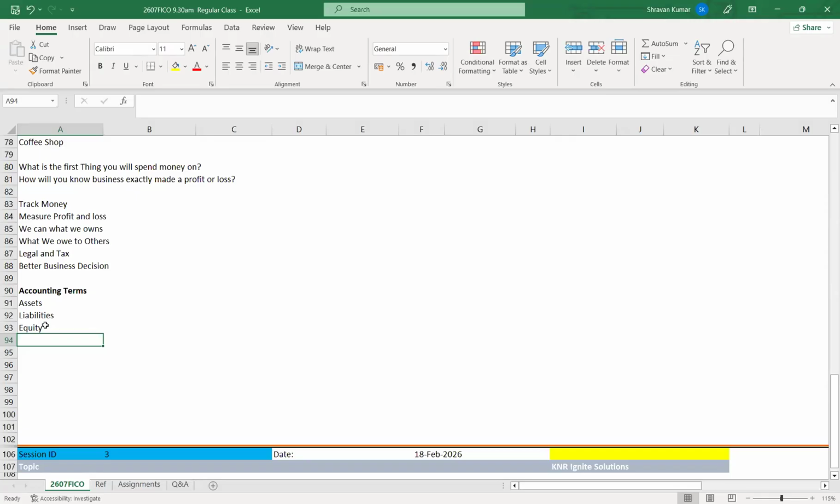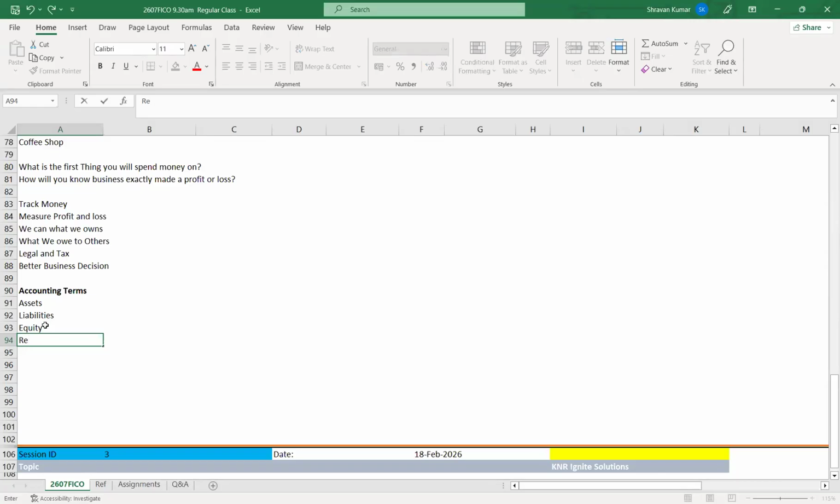Where did this 12 lakhs come from? The 10 lakhs is from your side and 2 lakhs from the bank. So that means assets equal equity plus liabilities. This is one of the most important equations in accounting. No need to worry, it will feel new today. We will be using this equation throughout the course until we get used to it.